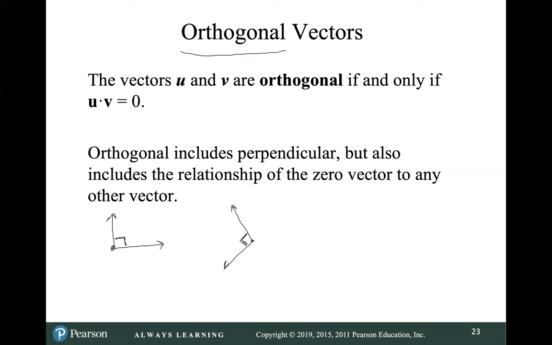So orthogonal means that two vectors are perpendicular, but it also means I could be trying to find the angle between a vector and the 0 vector. Now remember, the 0 vector has no length. It has a magnitude of 0, and therefore it doesn't have a direction either. And that means any vector dot product with the 0 vector will give me a dot product of 0.